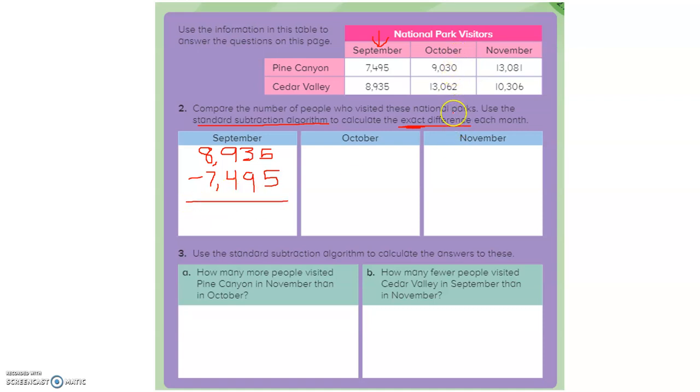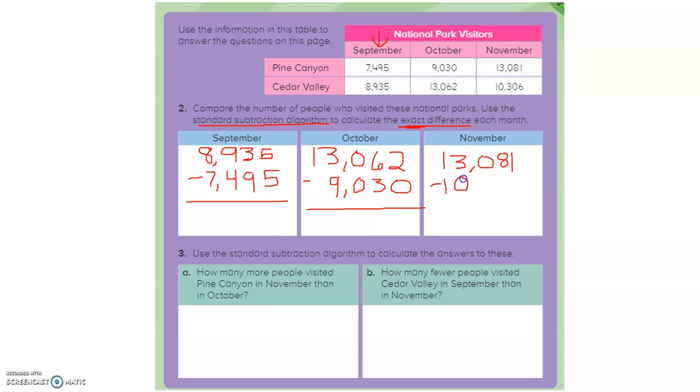Okay, same thing with October, finding the difference. 13,062 minus 9,030. In November, 13,081 minus 10,306. I'm not going to do these problems for you, but I've already set them up, so you should have that much at least. Okay, and then number 3, use a standard subtraction algorithm to calculate the answer to these.